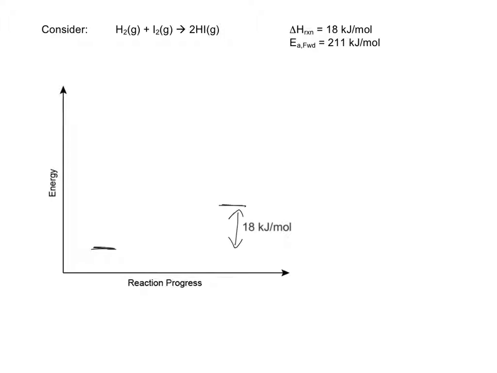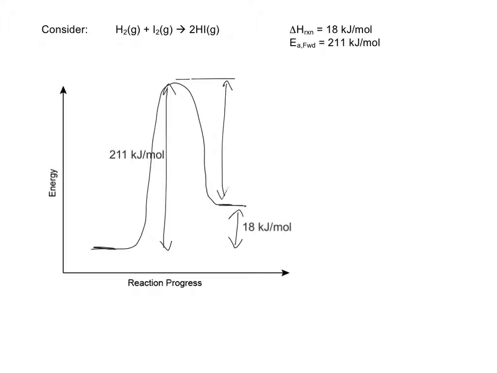and that difference is going to be 18 kilojoules per mole. Right, our activation energy for the forward reaction is very high. It's 211 kilojoules per mole, so this is not going to be quite to scale. But if we were to draw it, it's going to go up very high, and this energy from here to the top is going to be 211 kilojoules per mole. And then if we wanted to look at the activation energy to go backwards, that would be the energy from here to here, and that's going to be the difference between the two, which is 193 kilojoules per mole for this particular reaction.